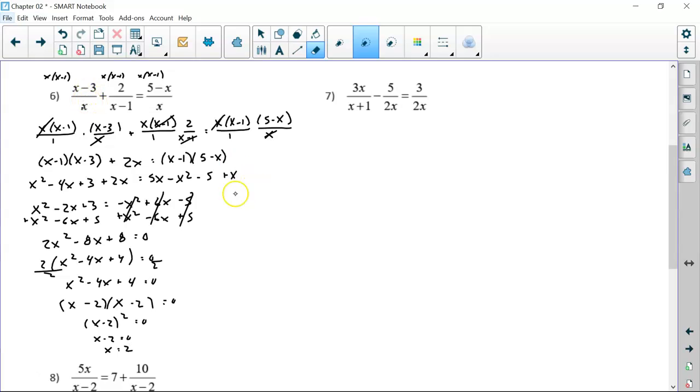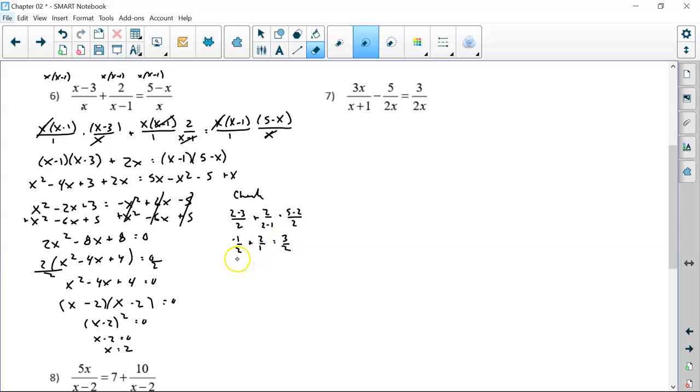Now we're going to check it to make sure that it worked. So to check it, we're going to substitute in. It's going to be 2 minus 3 over 2 plus 2 over 2 minus 1 equals 5 minus 2 over 2. So we have negative 1/2 plus 2 over 1 equals 3/2.